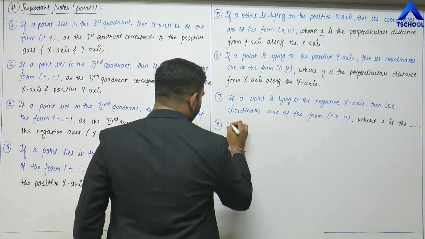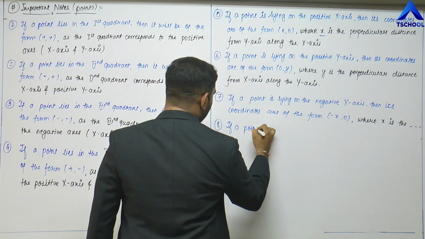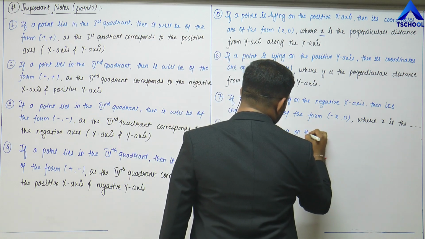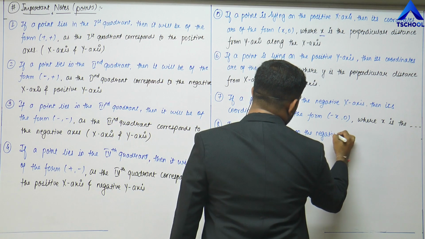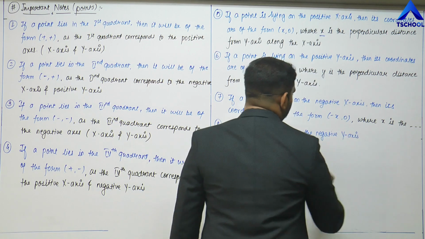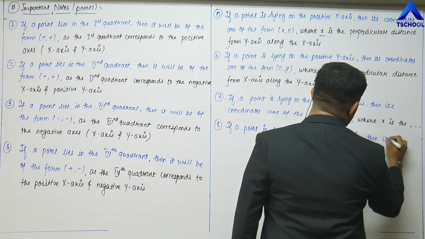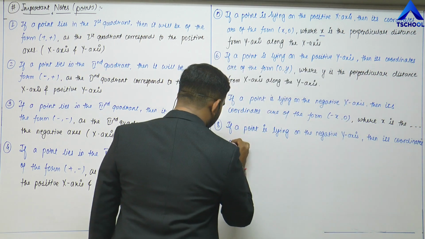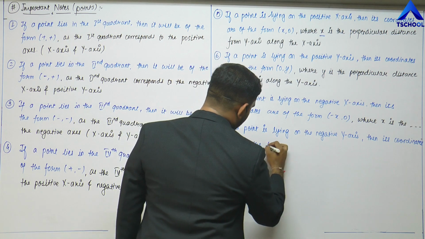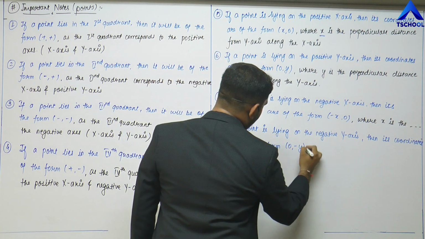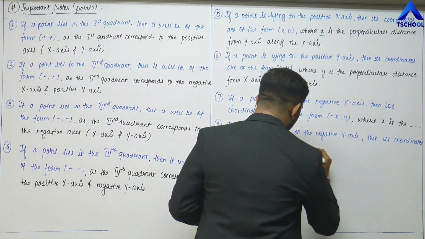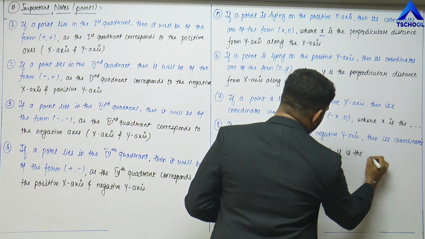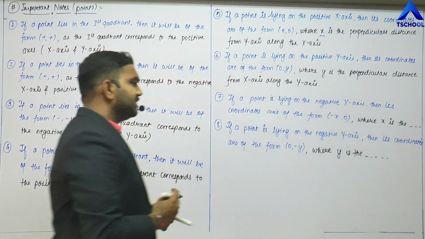The last point: if a point is lying on the negative y-axis, then its coordinates are of the form 0 comma minus y, where y is the perpendicular distance from the x-axis along the y-axis.